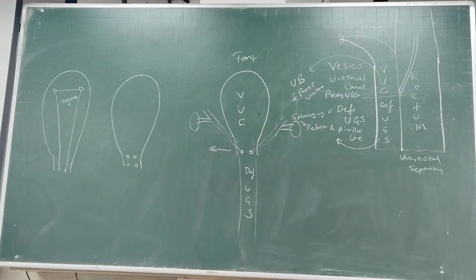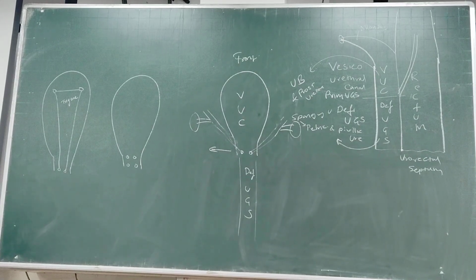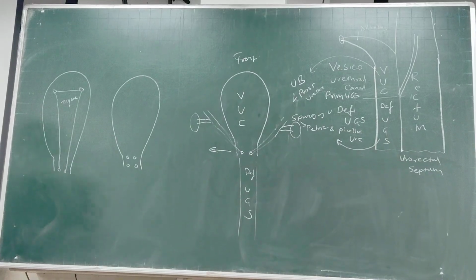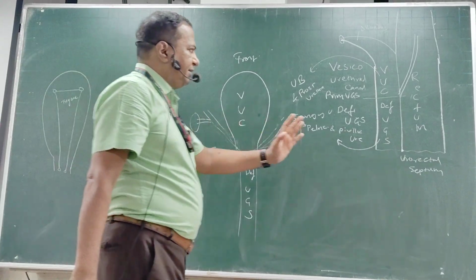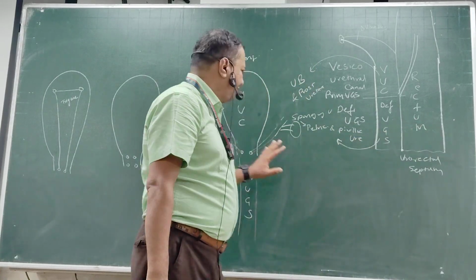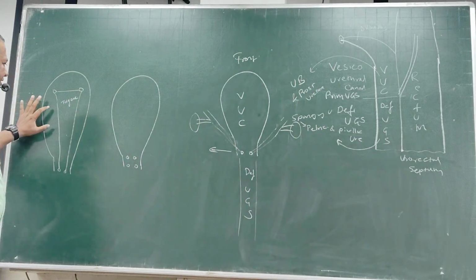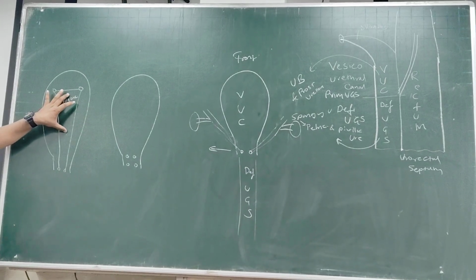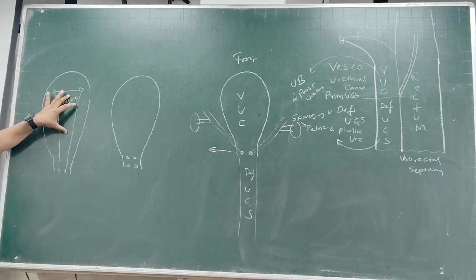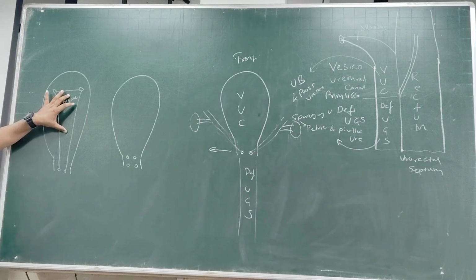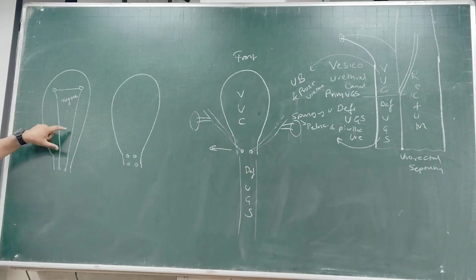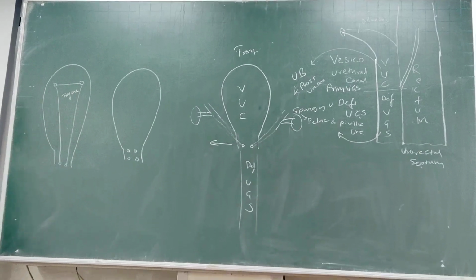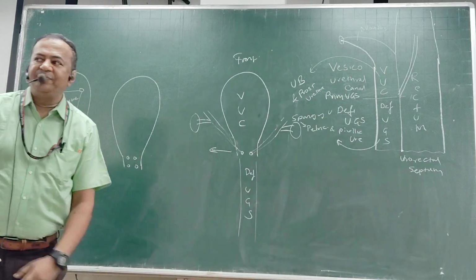The endoderm of the bladder develops from hindgut. Hindgut is endoderm. So most of the epithelium of the bladder is from endoderm, from hindgut. Well, the epithelium in the trigone area will be from which germ layer? Mesoderm. Because these are all developing from intermediate mesoderm, right?